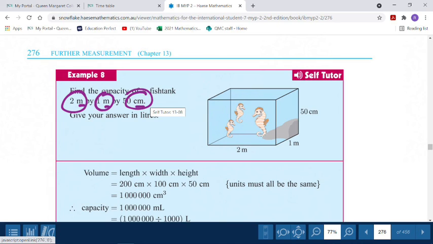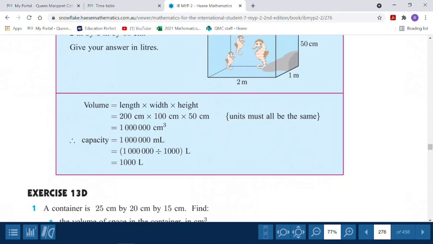Okay? So here they converted them all to centimeters, and they got centimeters cubed, which just means to find the milliliters, you just divide by 1,000, right? Because 1,000 cubic centimeters per milliliter. And then they converted the milliliters to liters, again, by dividing by 1,000, and it gave you your answer. Okay? Can I write that down, please?